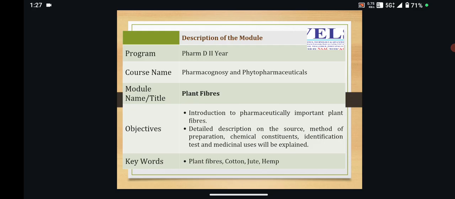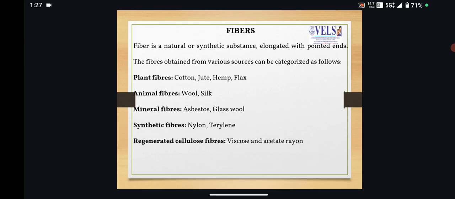The objectives of the present slide: introduction to pharmaceutically important plant fibers, detailed description about the source, chemical constituents and chemical properties, preparation of the fibers, and examples of plant fibers: cotton, jute, hemp. Fibers are natural or synthetic substances. They are elongated with a pointed end, a long strand-like structure.